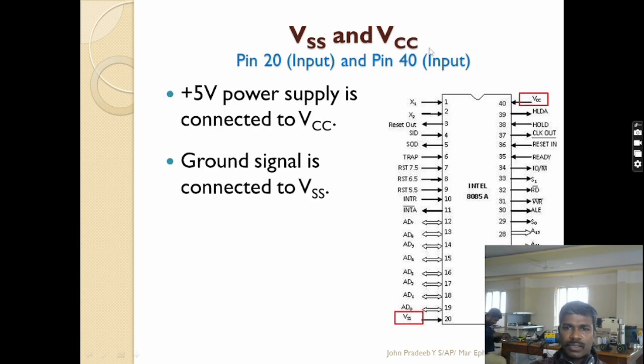Next, VCC and ground. The 20th pin is the ground pin, which is very important. It provides power to the IC. The 40th pin is VCC, which is a 5 volt supply.